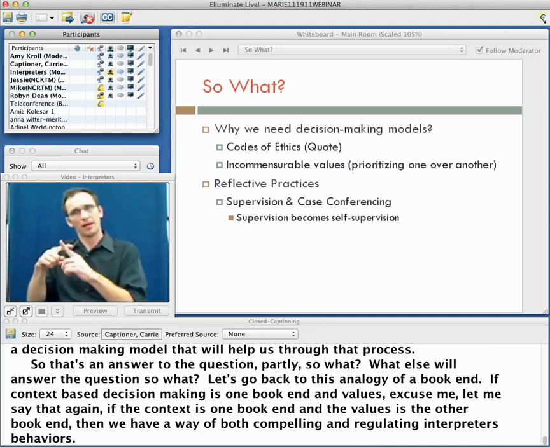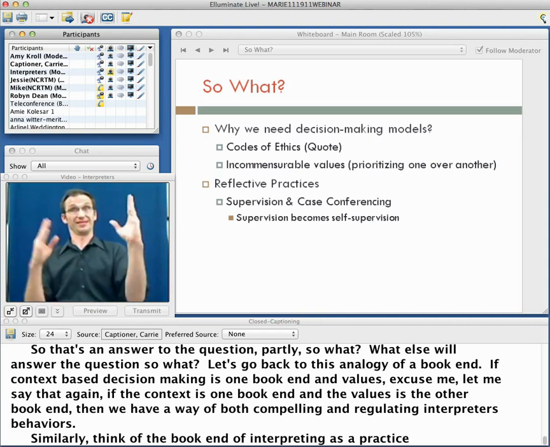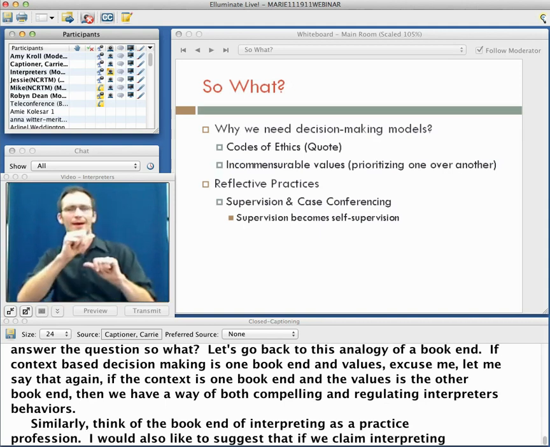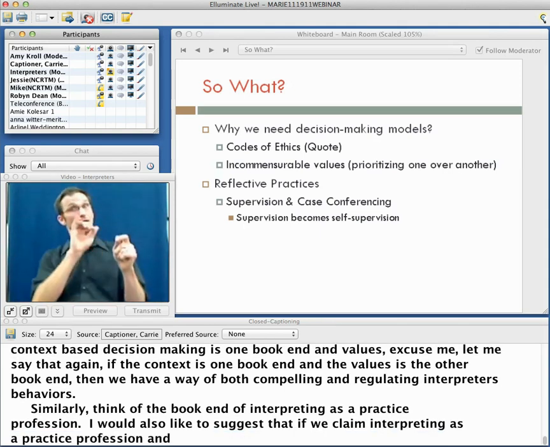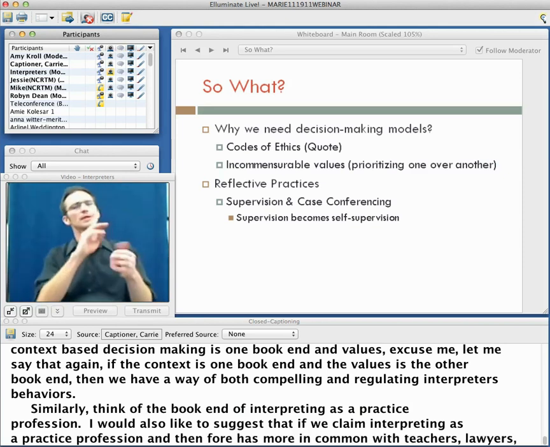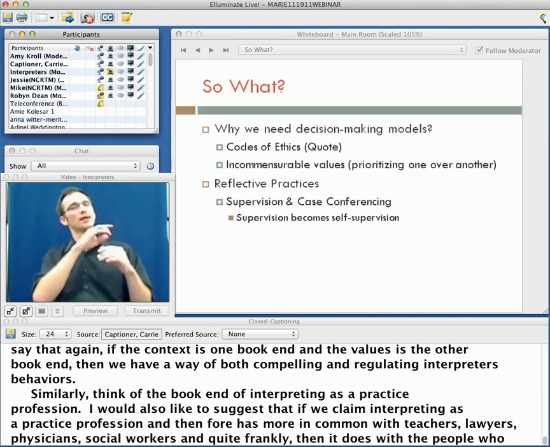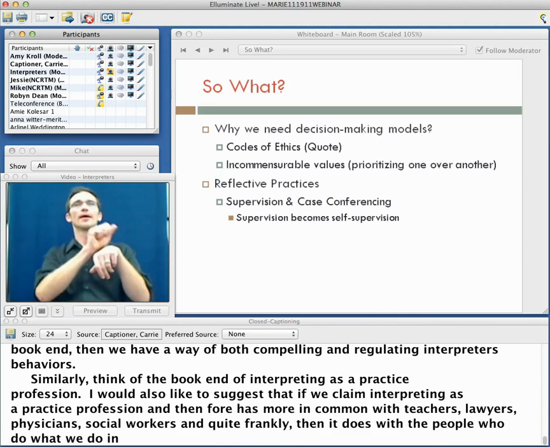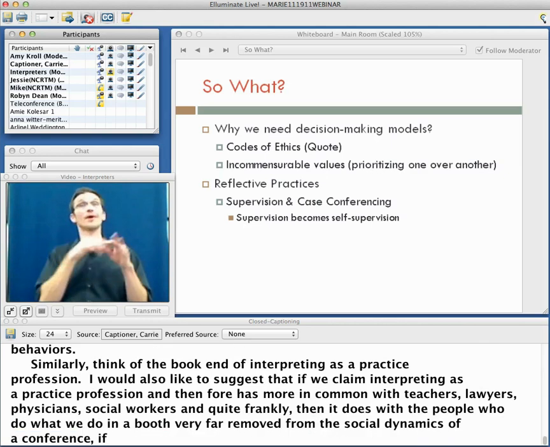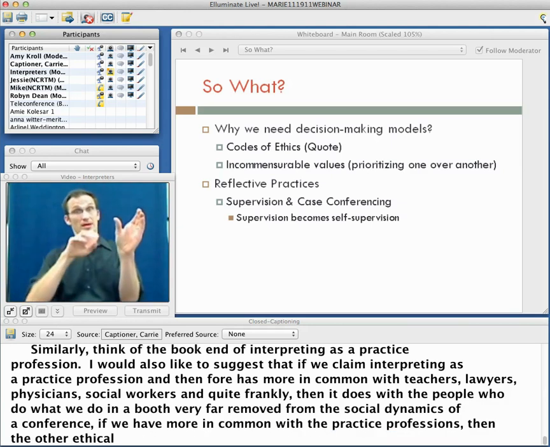Similarly, think of the bookend of interpreting as a practice profession. I would also like to suggest that if we claim interpreting as a practice profession, and therefore it has more in common with teachers, lawyers, physicians, social workers, then quite frankly it does with the people who do what we do but in a booth very far away, removed from the social dynamics of a conference. If we have more in common with the practice professions, then the other ethical bookend that has to be put into place is the institution of reflective practices.